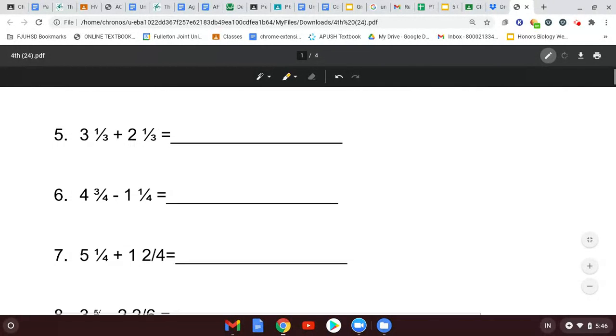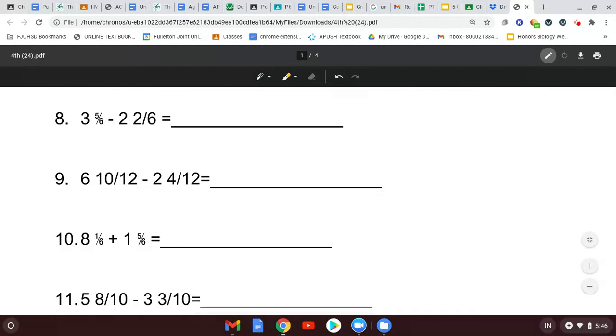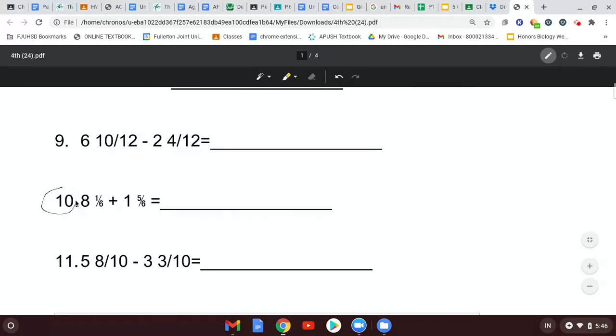Let's do one last one on this page. So let's try doing number 10. So 8 1/6, okay? 8 times 6, which is 48. 48 plus 1 is 49. So it'll be 49 over 6.